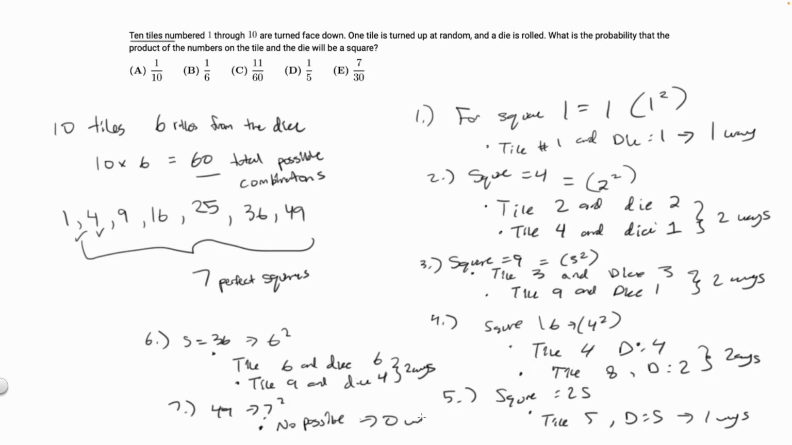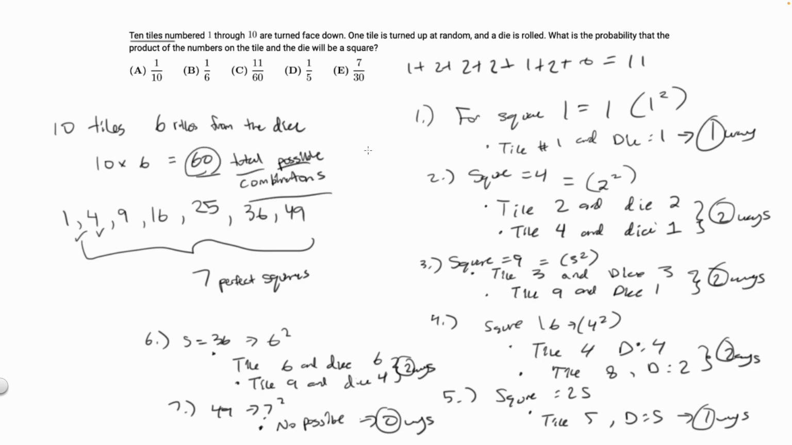so it's going to be 0 ways. And if we sum all these up, we get 1 plus 2 plus 2 plus 2 plus 1 plus 2 plus 0 equals a sum of 11. So we have 11 ways or favorable outcomes to achieve a perfect square product using the tile and dice combinations. And we found out that we had 60 total possible combinations, so it's going to be 11 over 60, which is C.